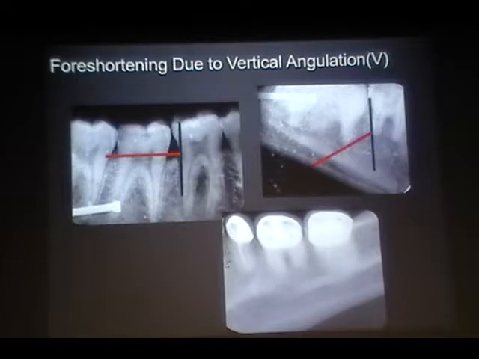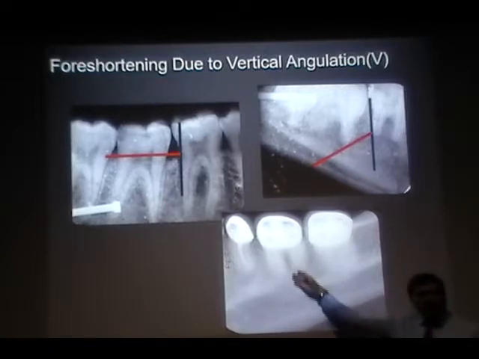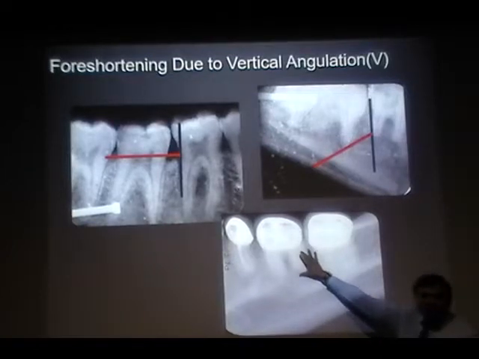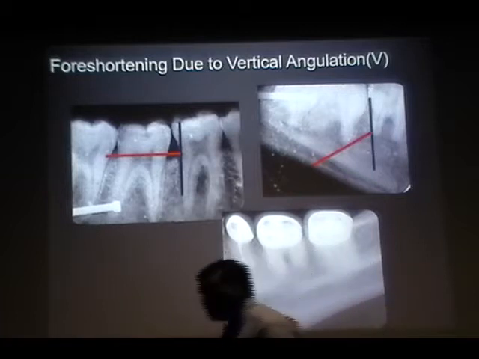So what is the problem with this? Especially if you're trying to do endodontic treatment on this particular tooth, you don't know the exact measurement, right? What is the length of this root? Fuzzy? Is it too fuzzy? No, because the tooth has become smaller. It's because of the change in the angulation.